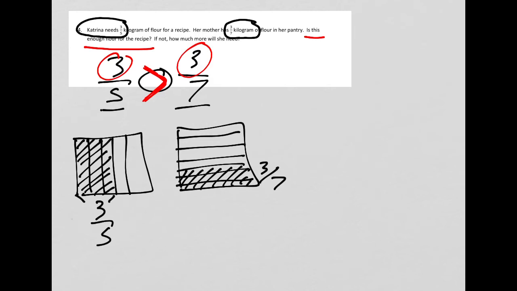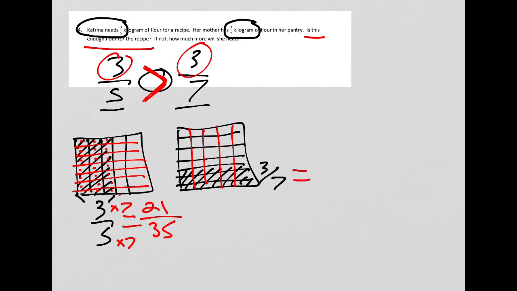So the 3/5 I'm going to break into sevenths. 1, 2, 3, 4, 5, 6, 7. And that has become 1, 2, 3, up to 21, because I times it by 7. Out of 35, because 5 times 7 is 35. So 3/5 equals 21/35.